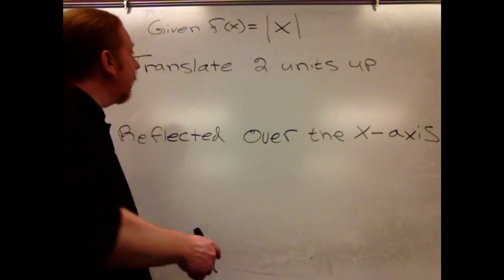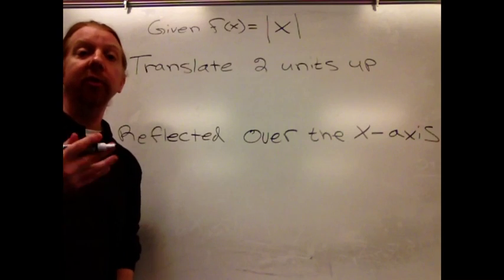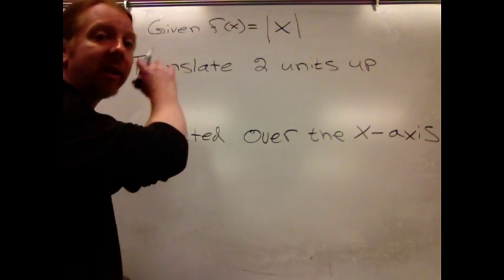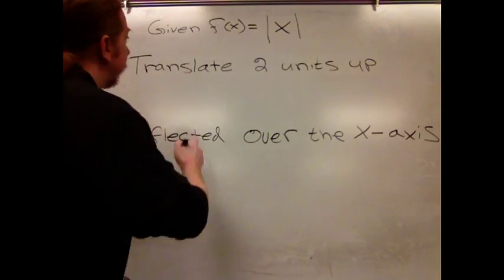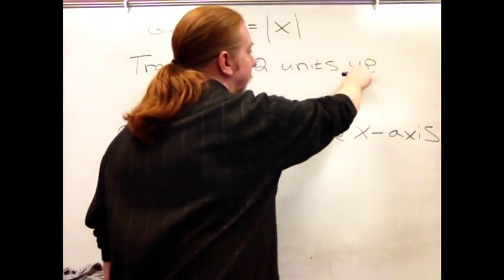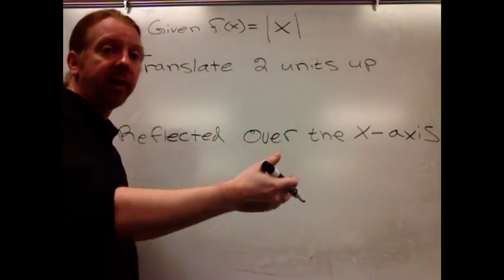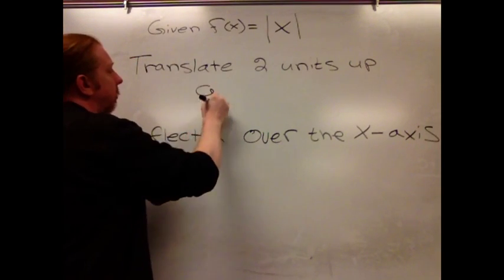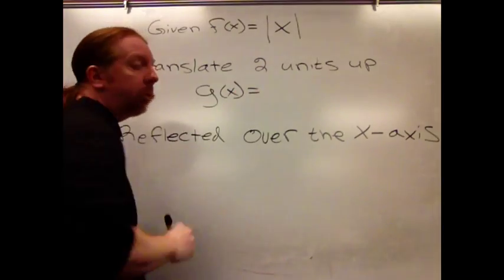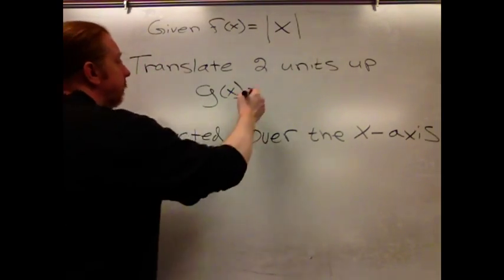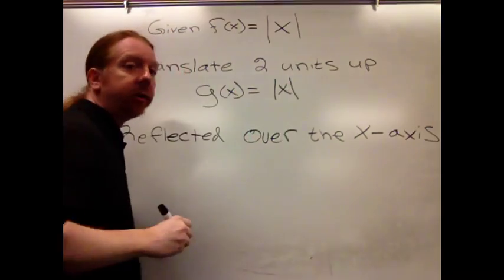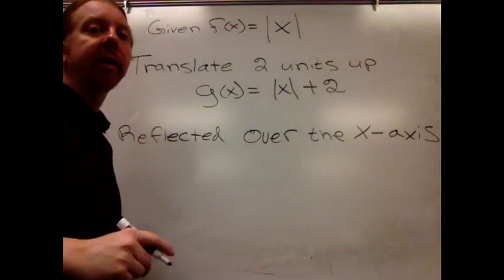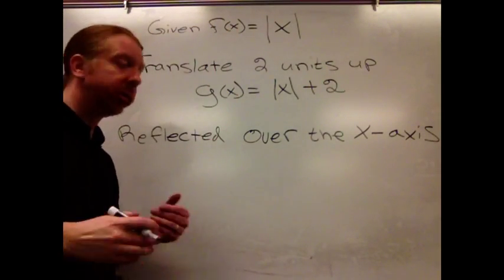So let's begin. The first task is to translate this function 2 units up. Now, if we're moving in the vertical direction, it happens outside the function. So up would be addition. Everything outside the function is what you see is what you get. So my new function would be g of x. That's what I'm going to call my translated function. I keep the absolute value of x just where it is, and I'm going to add 2 units to the outside in order to shift this whole thing up 2 units.